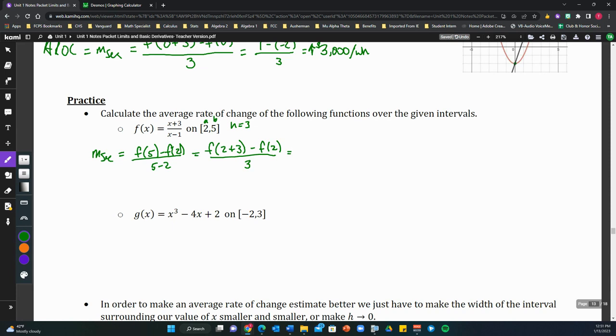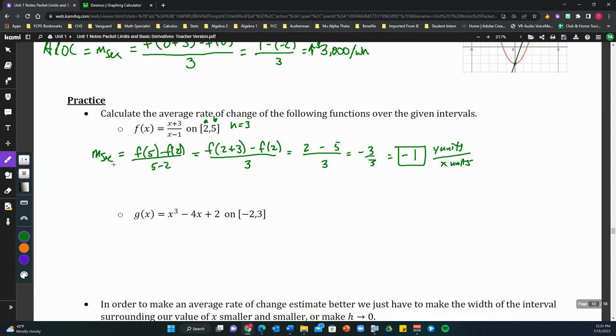Either way, I need to know my value of f of 5. So plugging 5 in here gives me 8 over 4, or 2. Plugging 2 in gives me 5 over 1, or 5. So we end up with negative 3 divided by 3, or negative 1. And again, if there was a real life context, we would take our y units divided by our x units to show that it is a rate of change. Again, we're interpreting that over this interval, this is how the y values change on average as x changes by 1 unit.